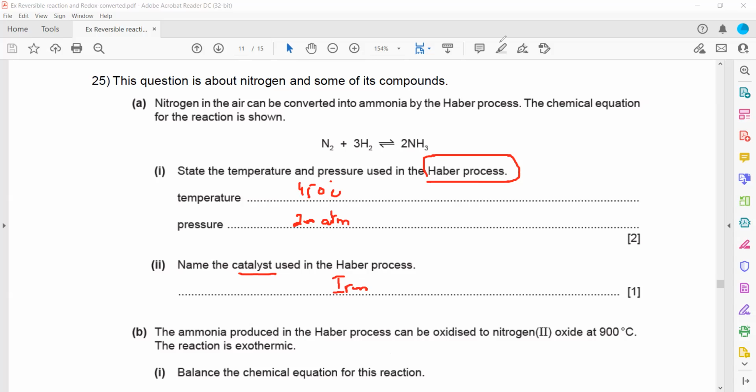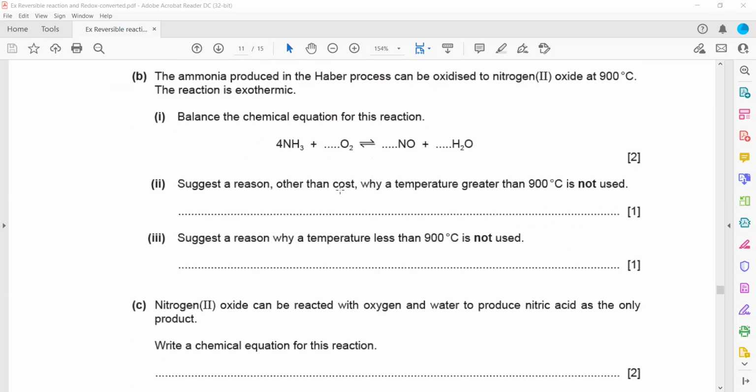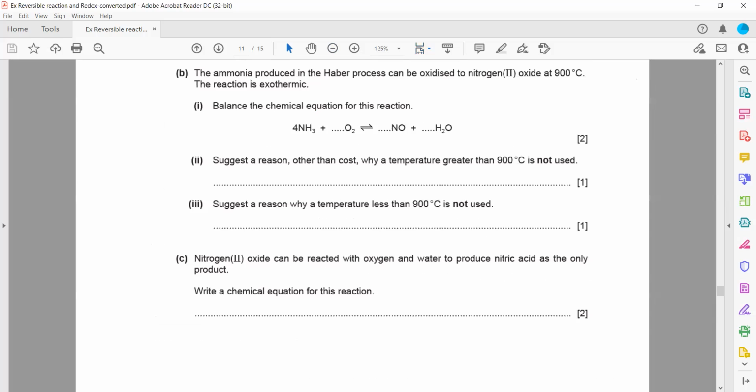The ammonia produced in a Haber process can be oxidized to nitrogen 2 oxide at 900 degrees centigrade. The reaction is exothermic. We have to balance the equation first. Whenever you are balancing the equation, you should start with oxygen, followed by hydrogen, and the other elements last. So we try to balance oxygen first. And as you can see clearly, there is 4NH3 and this is the only compound containing nitrogen, so if I put 4, nitrogen is balanced.